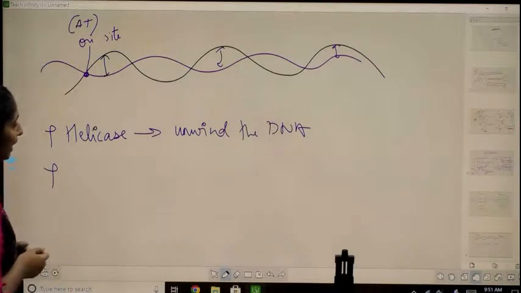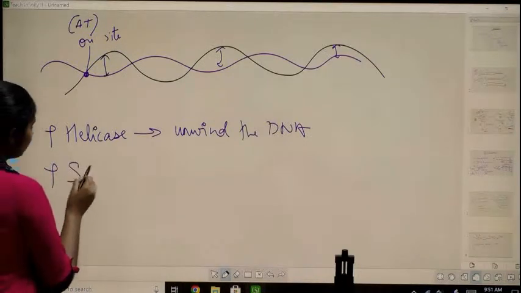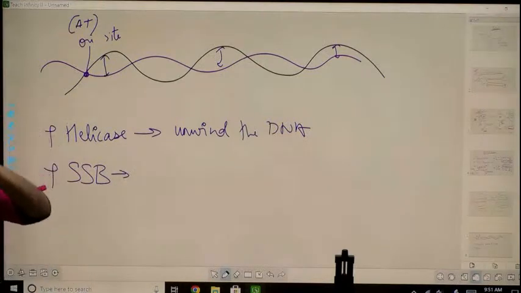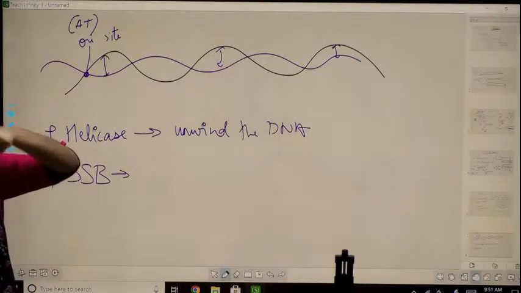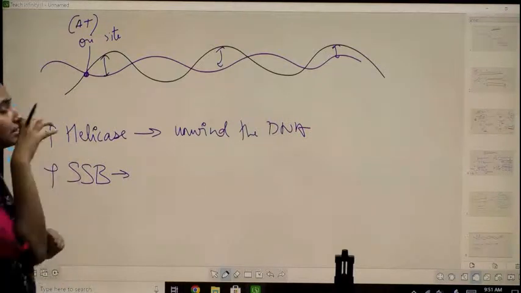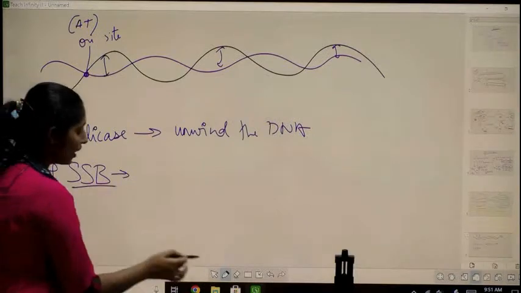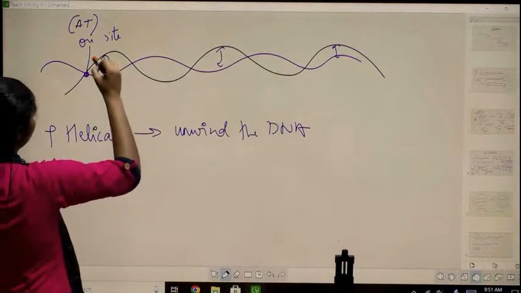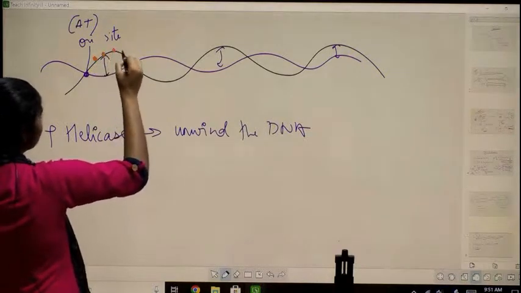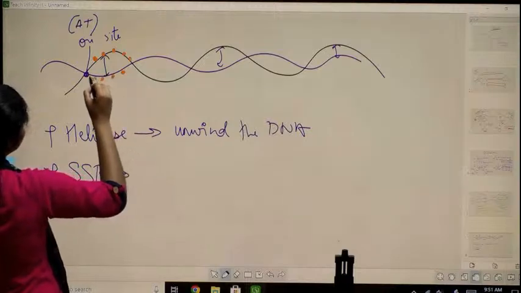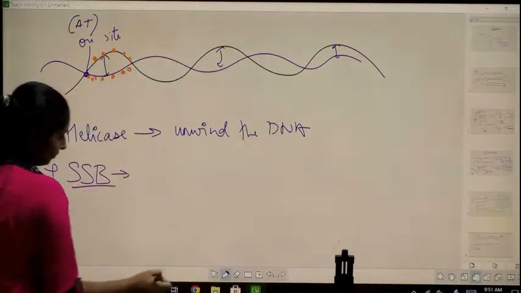Now besides the helicase, we have single strand binding proteins. The DNA is existing in a stable conformation. From there, you are breaking apart the DNA. You are separating the 2 strands of DNA. So then to stabilize the DNA again, we will require some particular proteins known as single-stranded binding proteins. They bind to single strands, as their name indicates, and help to stabilize them.